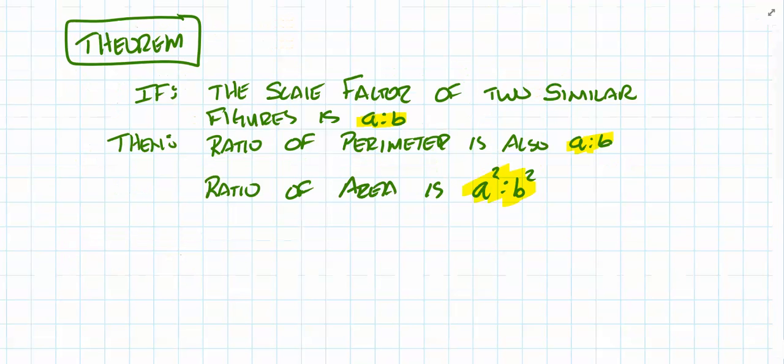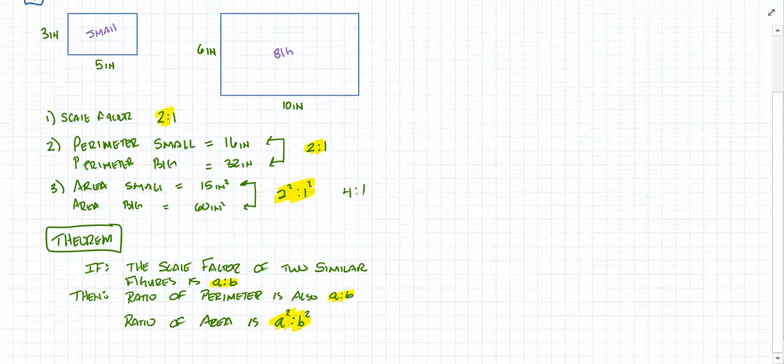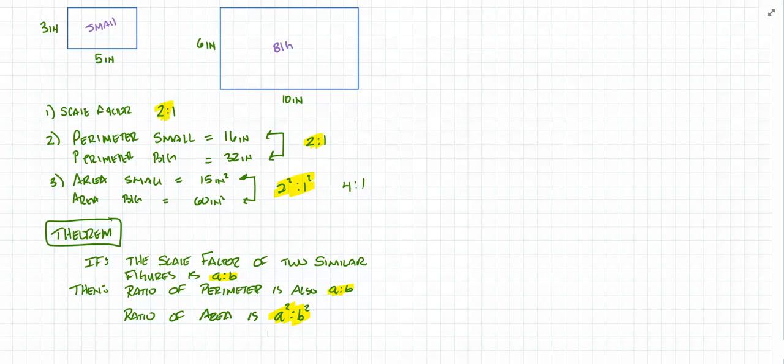So the theorem says if the scale factor of two similar figures, so the figures have to be similar first of all, is a to b, then the ratio of the perimeters would also be a to b, as we saw in the example right up here. And the ratio of the areas is a squared to b squared. So notice our perimeter was 32 to 16. That's in the same ratio as the scale factor, but our area was 60 to 15, which is 2 squared to 1 squared, or 4 to 1, which matches up with that theorem.